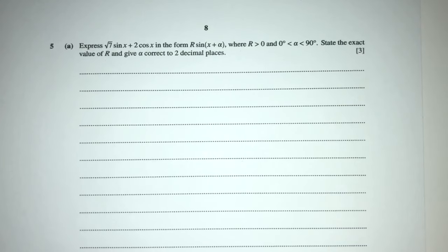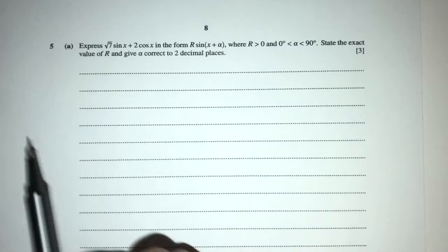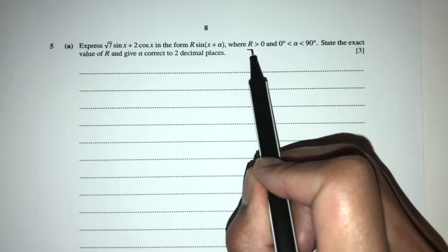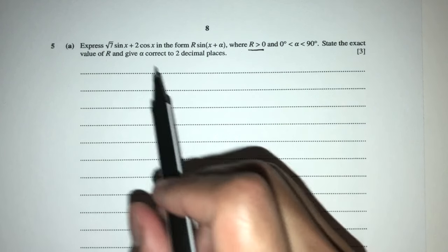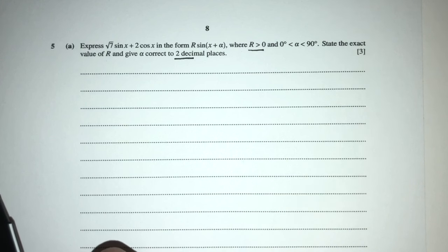Okay, now let's move on to question number 5. So here we have to express root of 7 sin x plus 2 cos x in the form of this, where r is a positive number and alpha is between 0 and 90. State the exact value of r and give alpha correct to 2 decimal places. So just be careful to see what they are asking you for.